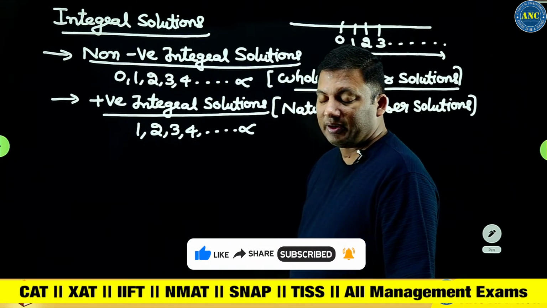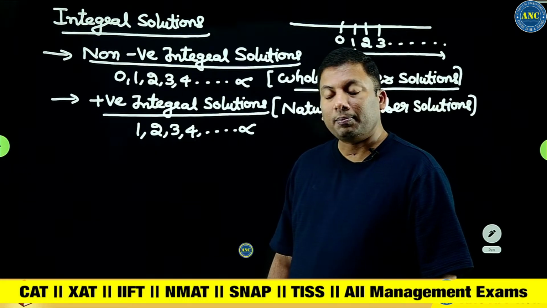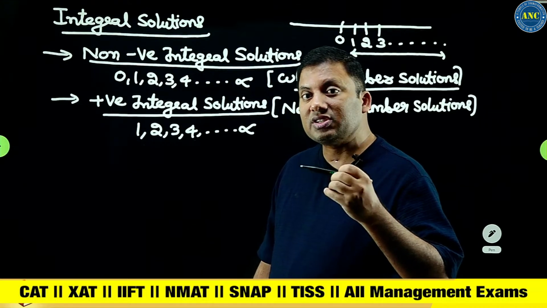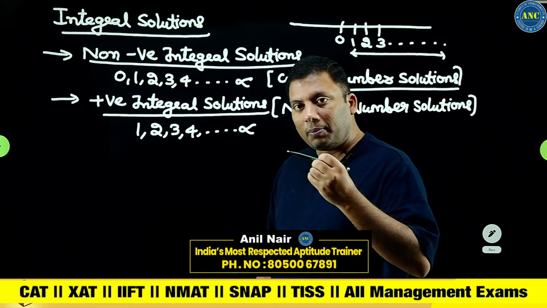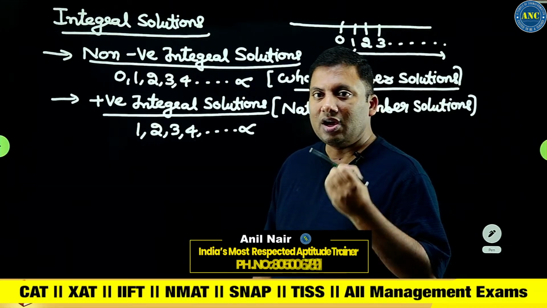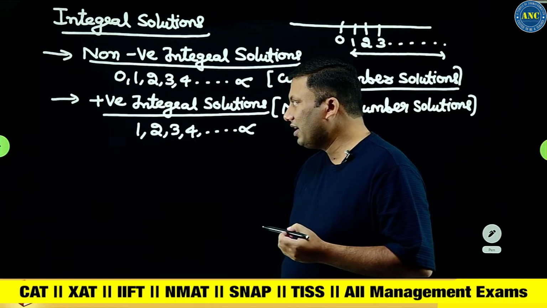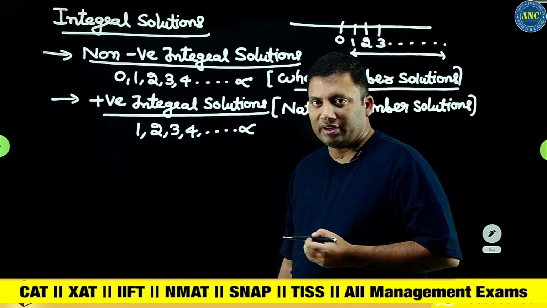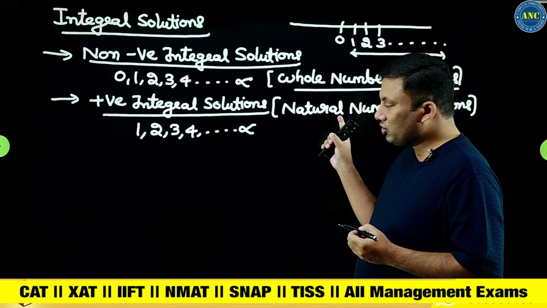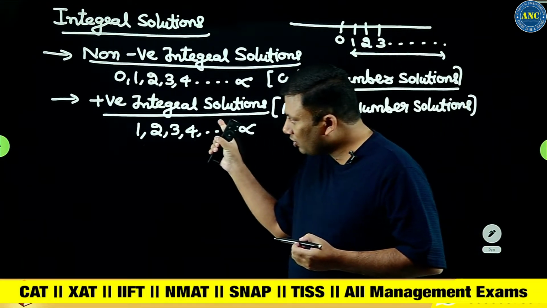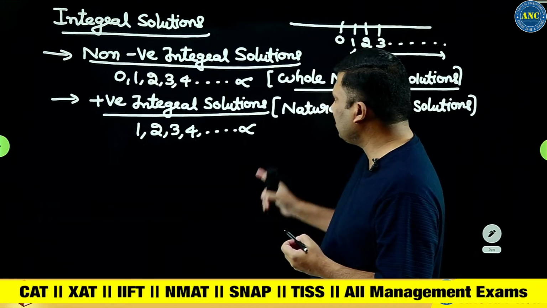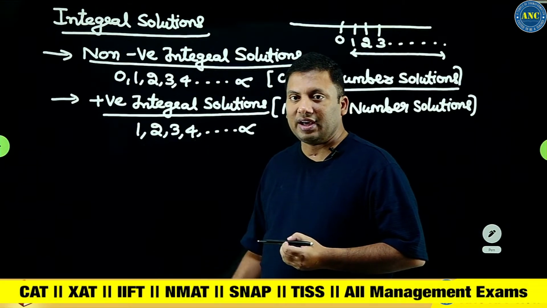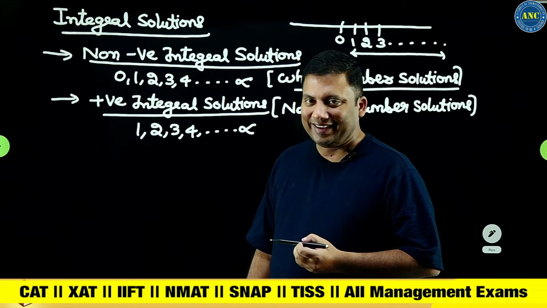What is the difference between non-negative and positive integers? Positive integers are integers which are positive, so we take all positive values. All positive numbers are called natural numbers: 1, 2, 3, 4 and so on up to infinite. If he is asking natural number solutions, it is also called positive integers. If he is asking whole number solutions, it is also called non-negative integral solutions.